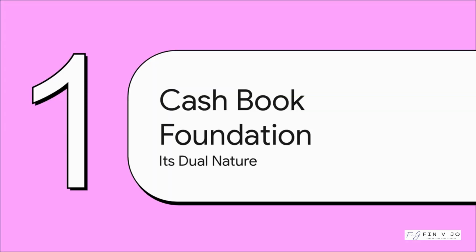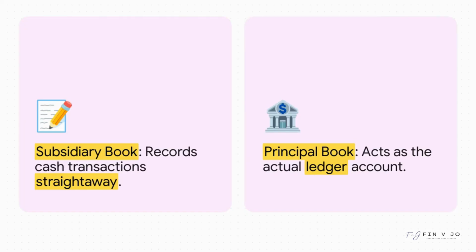All right, starting with Part 1, the Cash Book Foundation, and understanding its dual nature. Now you might see this classic trick question pop up on an exam. Is a cash book a subsidiary book or is it a principal book? Well, it turns out it's uniquely both. It's a subsidiary book because your cash transactions are recorded straight away, totally bypassing the general journal, but it's also a principal book because it acts as the actual ledger account. Those balances go directly to your trial balance.